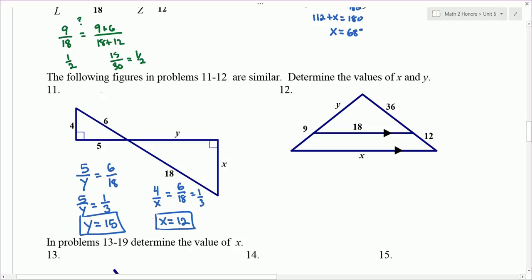You can also just see the scale factor is 3. So if you multiply 6 times 3, you get 18. So multiply 5 times 3 to get 15, and multiply 4 times 3 to get 12.